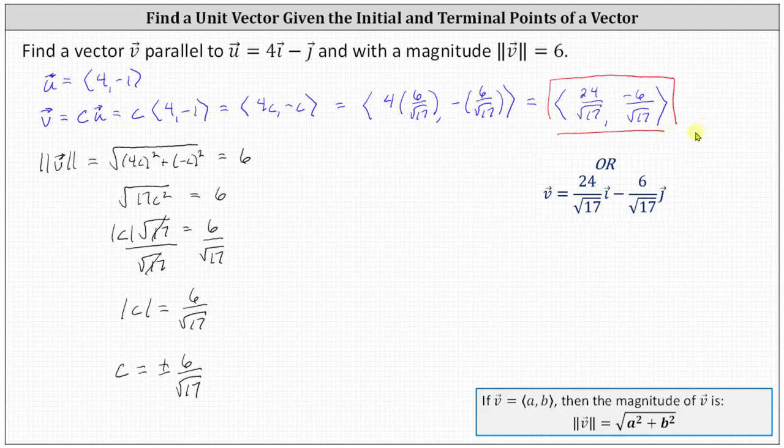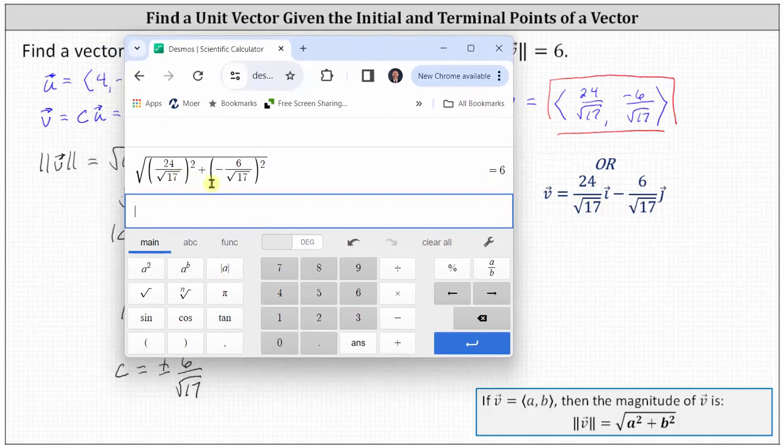Before we go, let's go ahead and check the magnitude of vector v. And here we see the magnitude of vector v is equal to positive 6, verifying our work is correct.